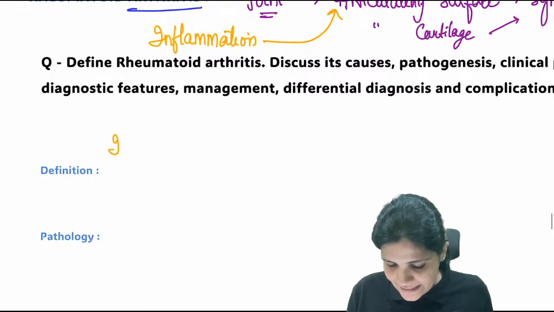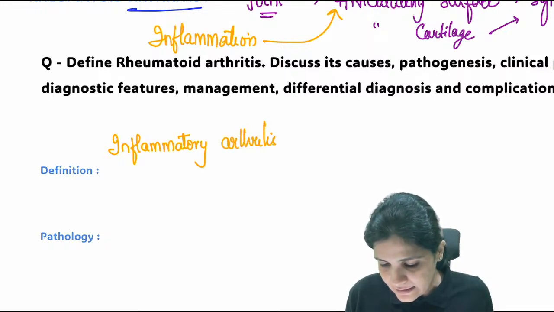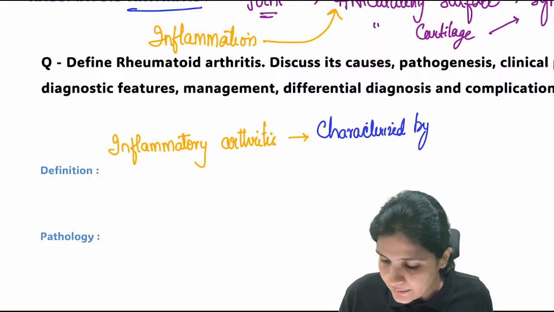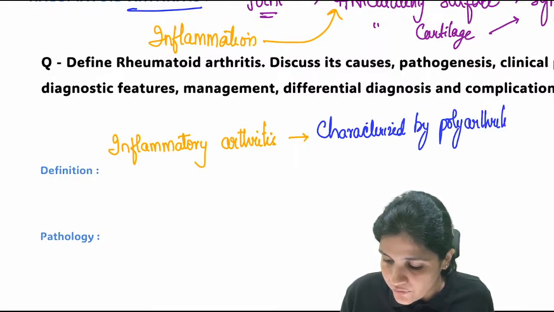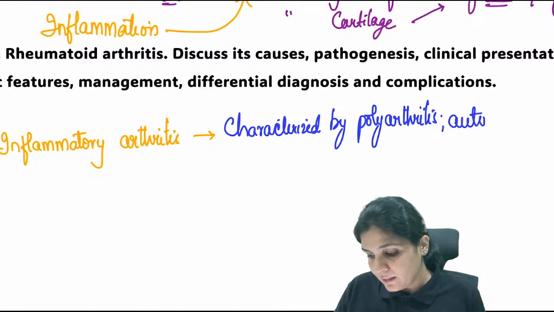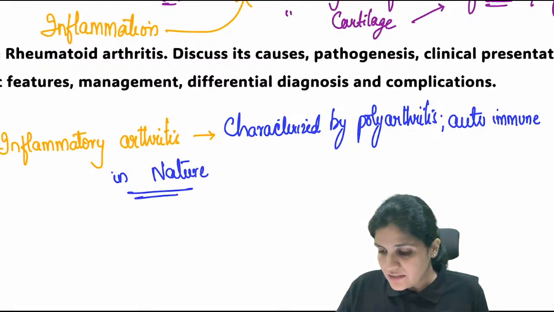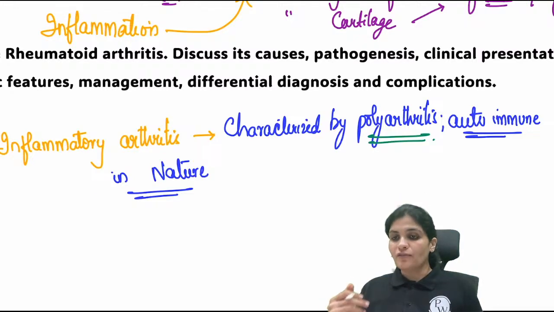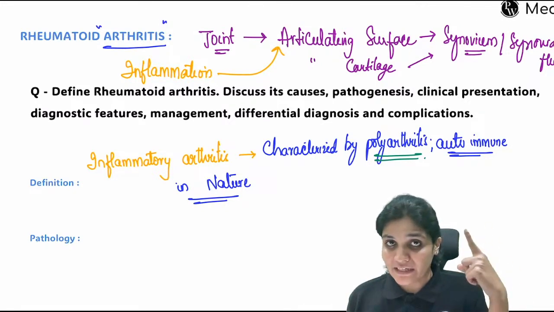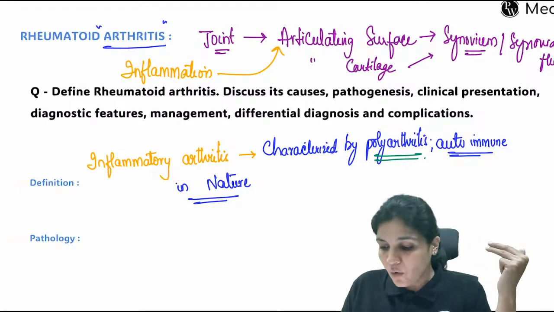So the definition is, this is an inflammatory arthritis characterized by polyarthritis. So always to diagnose it as rheumatoid or inflammatory, it is polyarthritis, of autoimmune nature, right? So these are the two important points, which are the characteristics of rheumatoid arthritis. Whenever you say somebody is suffering from rheumatoid arthritis, the first thing you have to think is it is an inflammatory condition, right? And it is characterized by polyarthritis. So multiple joints are involved. And why are multiple joints involved? Because it is an autoimmune condition.